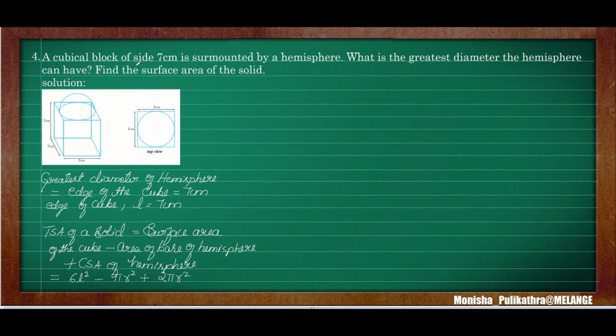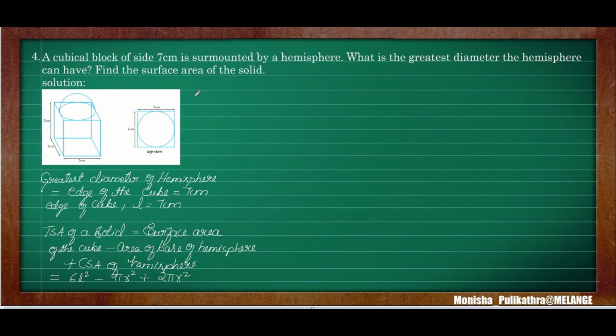The fourth problem is a cubical block. A cubical block of side 7 centimeter. A cube will have the same side, and each side is equal to 7 centimeter, surmounted by a hemisphere, where the top of the cube is a hemisphere. What is the greatest diameter of a hemisphere can have? That is the first question.